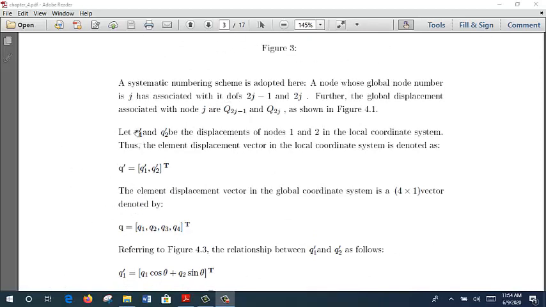So let Q1 prime and Q2 prime be the displacements of node 1 and node 2 in the local coordinate system. Thus, the element displacement vector in the local coordinate system is denoted like this.